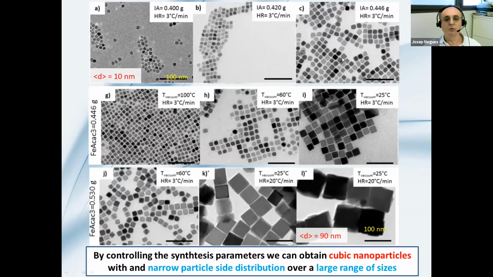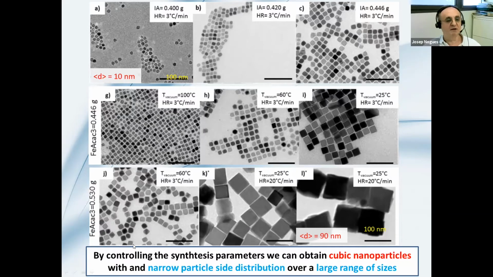And then we tried another approach. There is a previous step we use to grow the samples, which is a vacuum stage to remove the oxygen and the water from the precursors. And depending on what temperature we do this step, we can also control the size.